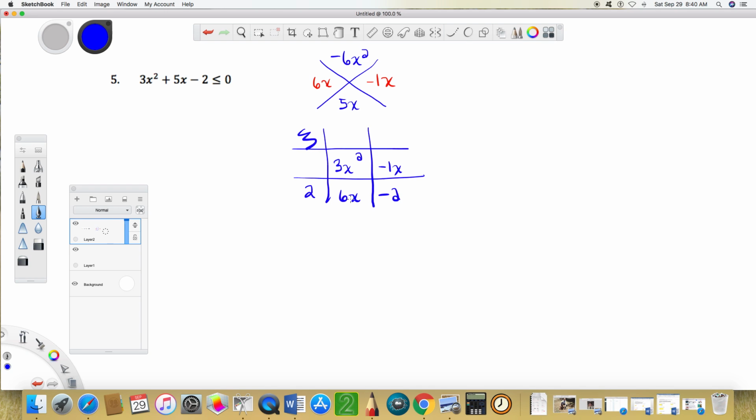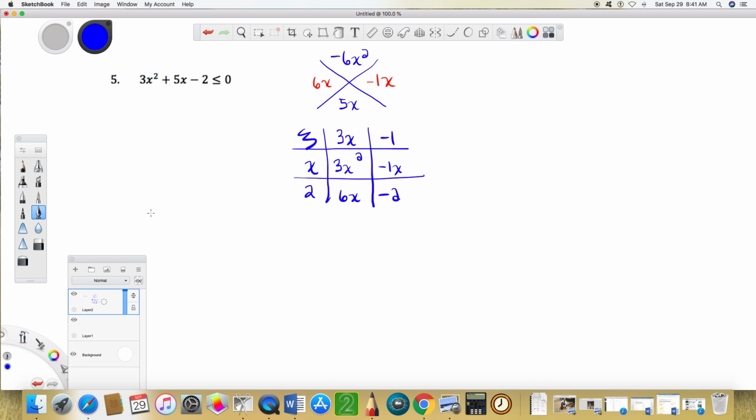Both of these numbers are even. They're both divisible by 2. These are both negative values. These both have an x. These both have a 3x in common. So this expression factors to x plus 2 and 3x minus 1.